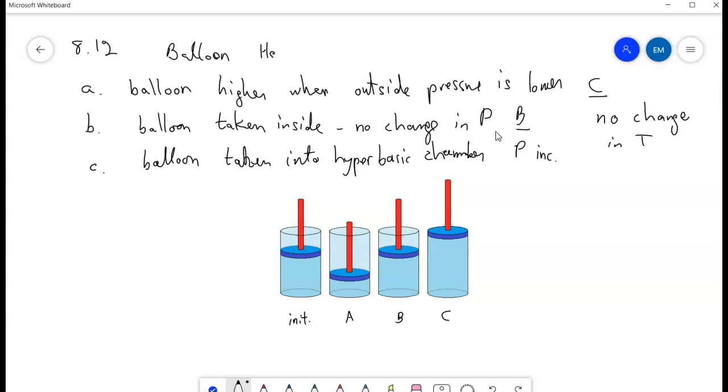And if the balloon's taken to a hyperbaric chamber, that means the pressure is increasing. So P1 V1 is equal to P2 V2. Let's write this down. If pressure goes down, volume has to go up. That's a necessity. If the pressure stays the same, then P1 is equal to P2. And that's what they're saying here.